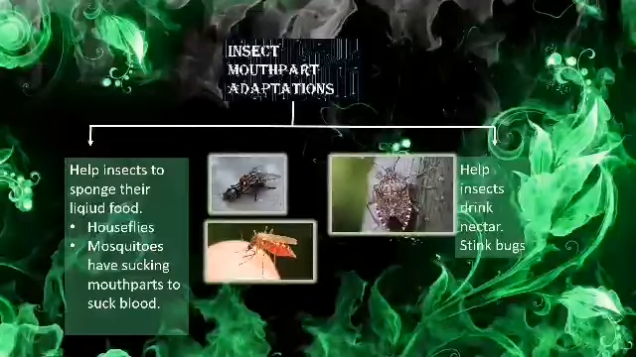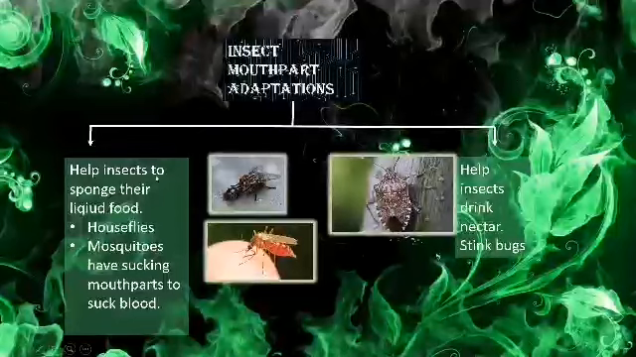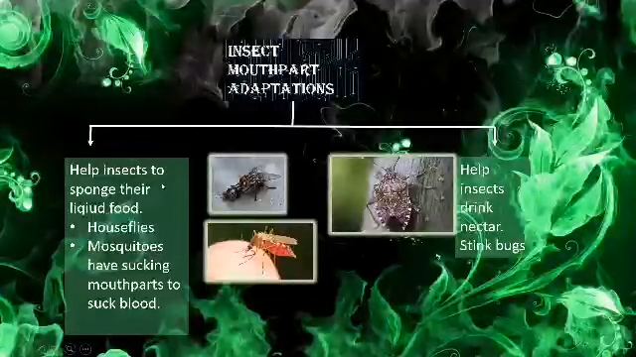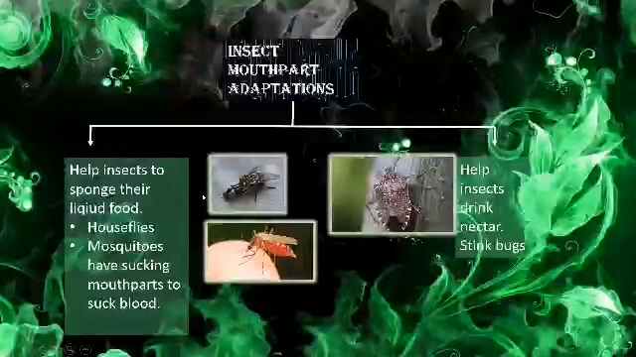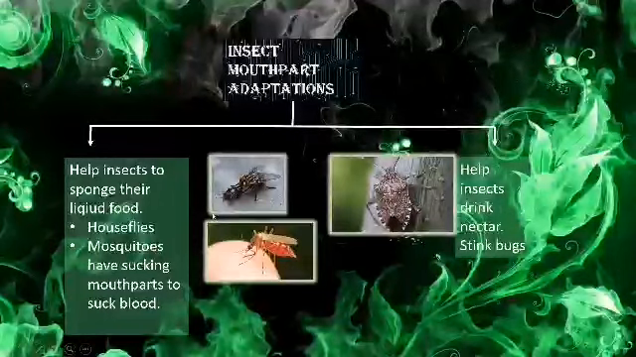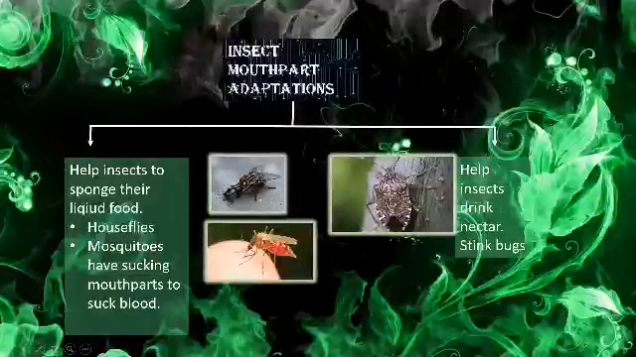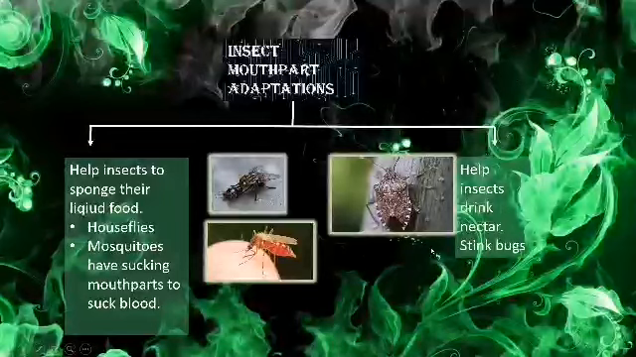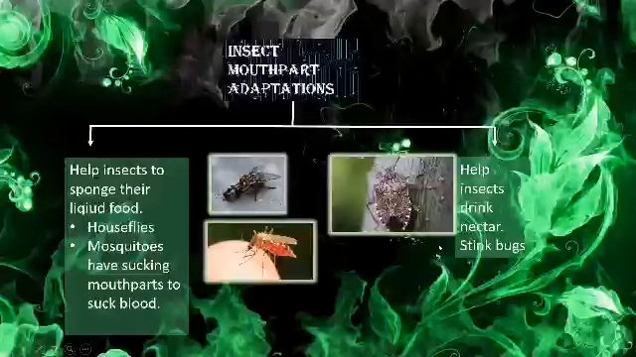Insect mouthpart adaptations: some insects have piercing and sucking mouthparts that let them suck up their liquid food, for example, houseflies. Mosquitoes have sucking mouthparts to suck blood. The mouthparts also help insects to drink the sweet nectar from flowers. For example, stink bugs suck plant juice.